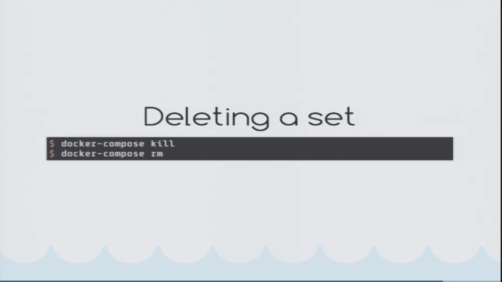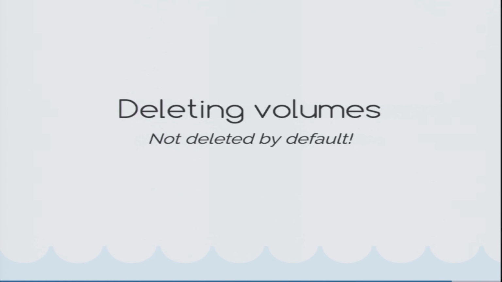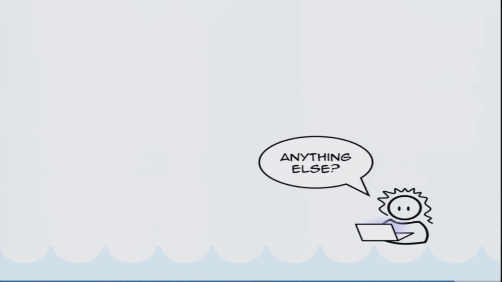But a few months later, you might find out, wait, I deleted all these containers, but my disk is still full? What's going on? First of all, those volumes that you mounted inside of your containers aren't deleted by default in Docker. They're going to keep them, unless you explicitly say, yes, go ahead and delete the volume. So to do that, you want to specify -v whenever you delete a container set. That will delete the volumes as well as the container. All right, is there anything else?